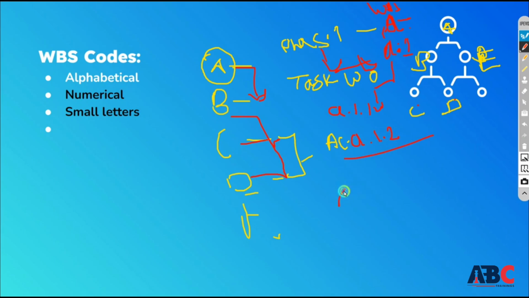So you can change it to A slash 1 dot 2, or you can do A dot 1 slash 2, or if you want to show it alphabetically, A dot 1 dot, you can put A in it. So you can assign different types of codes. So these are your WBS codes. How you have to apply it in a project, how you can add it in a project, we will see.